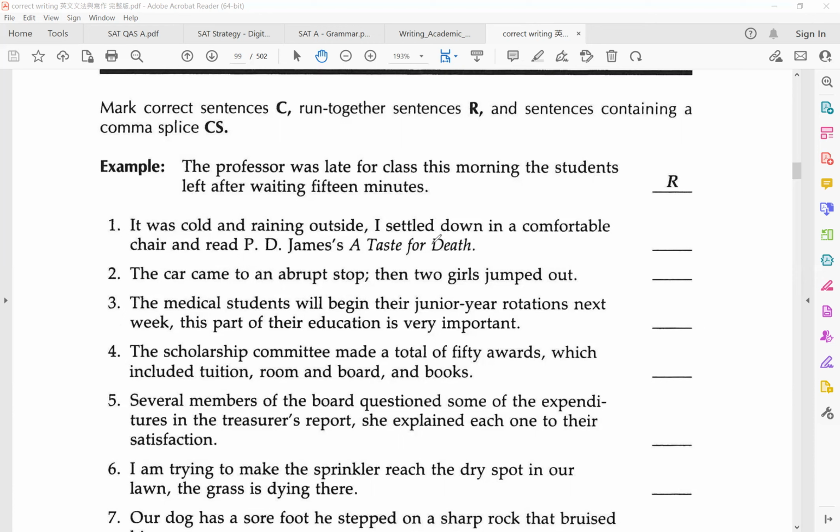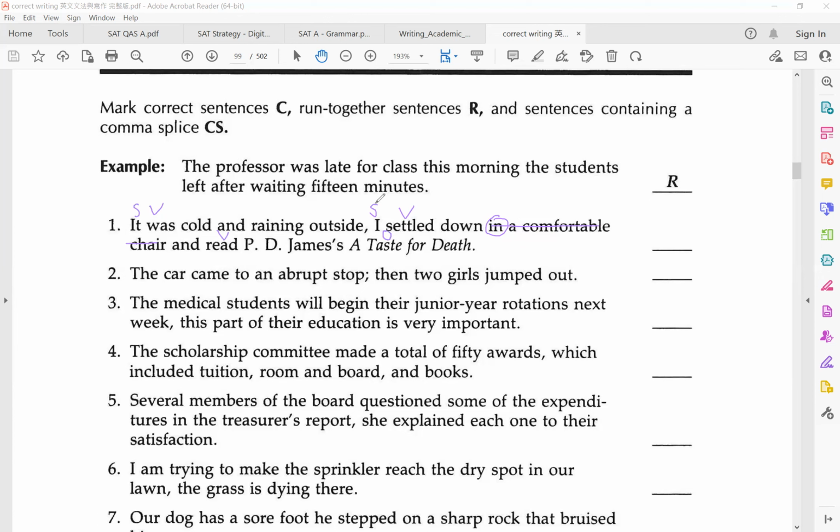our prepositional phrases. So for example, it was cold and raining outside. This is an independent clause. I settled down. I'm going to cross out the prepositional phrase in a comfortable chair and read. So remember, an independent clause can have a compound verb, right? And read this book called A Taste for Death.